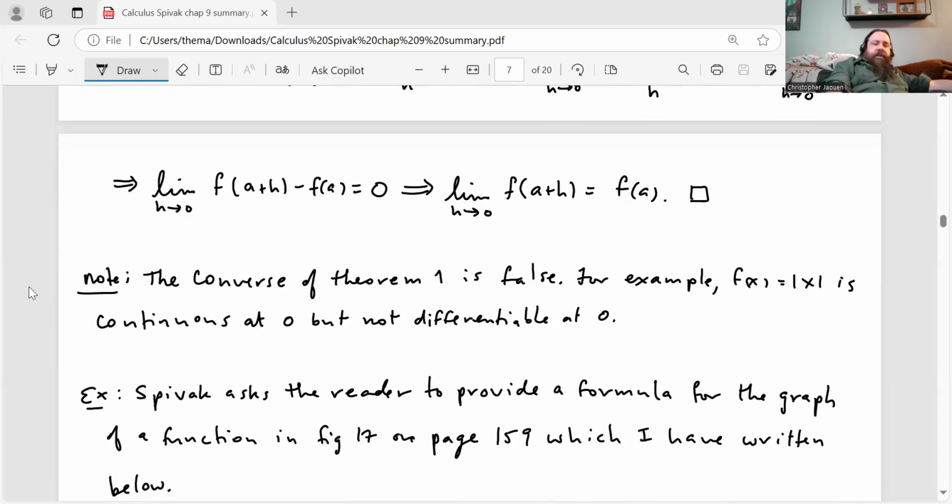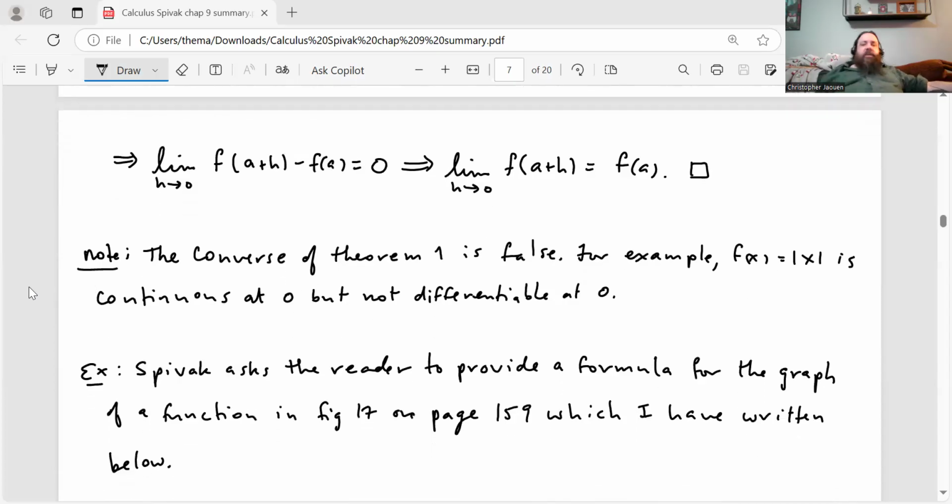Okay, and here's something to be careful about. The converse of theorem one is false. So, for example, if a function is continuous, that doesn't mean that it's differentiable, even though if it's differentiable, that does mean that it's continuous. A counterexample would be f of x equals absolute value of x. The absolute value function is continuous at zero, but not differentiable at zero.